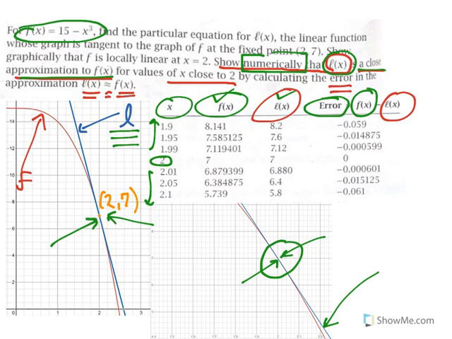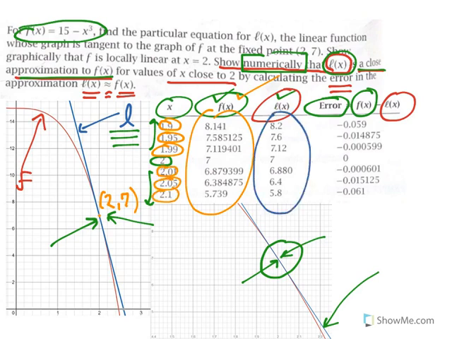So in this table, in this column here, we have output values from the function f at various input values for x. In the next column, we have output values for the function L, the local linear approximation for f at x is equal to 2, at these values of x. And in the last column, we want to see what the difference is between the output values from the two functions. And we see that the further we go from 2, the greater the difference.